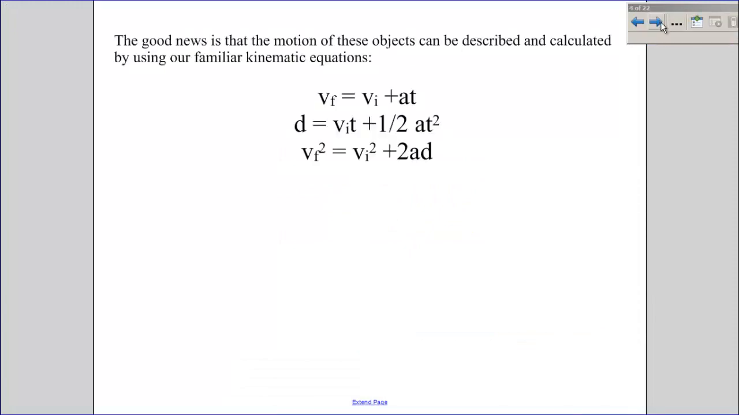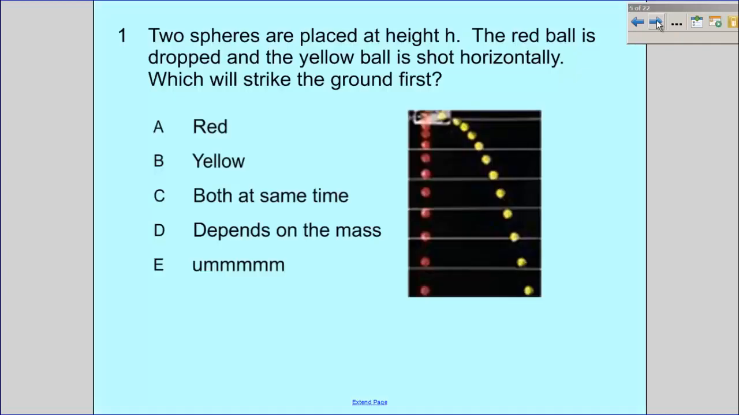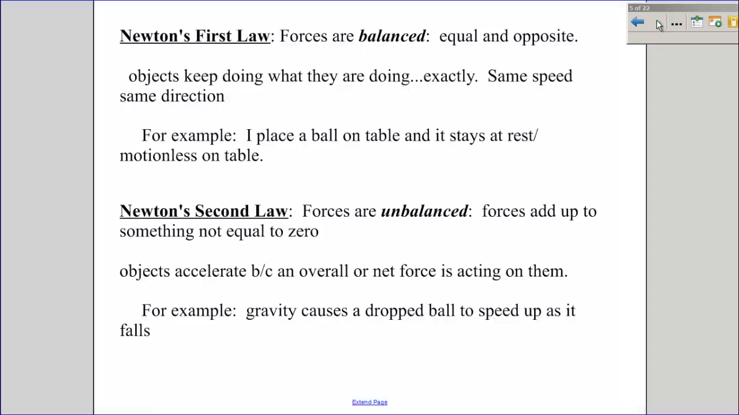The good news about projectile motion is that the kinematic equations, the same ones we use for one-dimensional motion, we're going to use in 2 dimensions, and you may recall we set up a grid to do this. We keep the x and y separate, but we use the same equations that we've learned before. This should obviously be an easy question. 2 spheres are placed at height h. The red ball is dropped and the yellow ball is shot horizontally. Which will strike the ground first? If you're having trouble with this, you might want to go back and watch the video again, but obviously it's going to be identical.